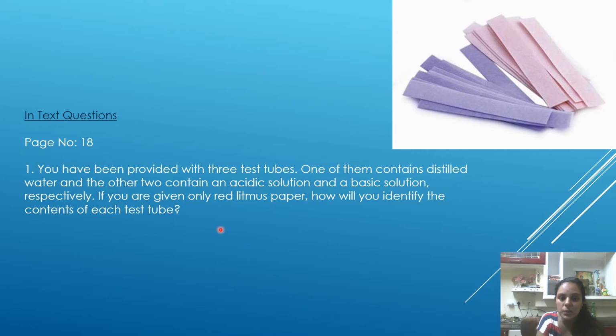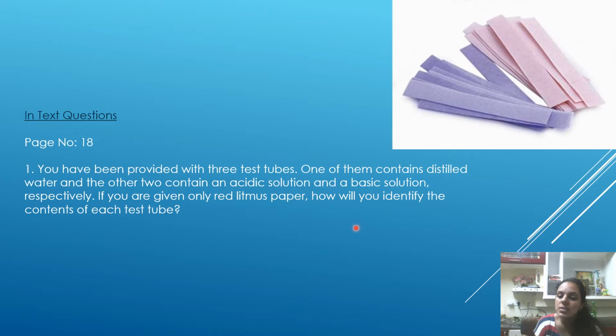But in the current situation, you are provided with a red litmus paper, and you need to identify whether the given solution in each of the three test tubes is acid, base, or distilled water. So first of all, take the first test tube, and you are going to dip this red litmus paper into the first test tube containing the solution. You don't have any idea whether it is distilled water, acid, or base.